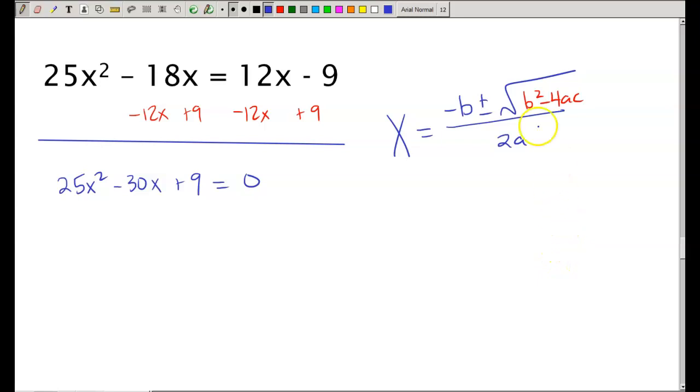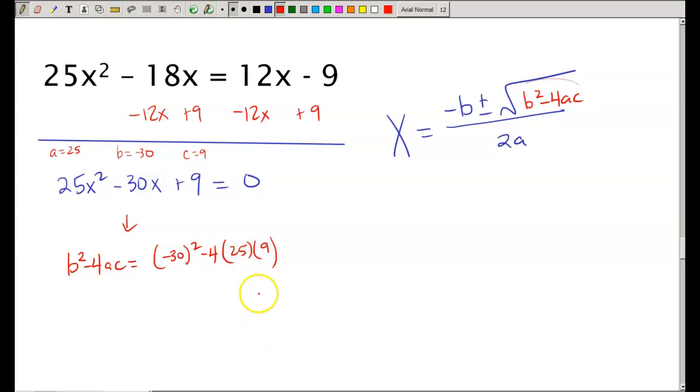The best thing to do is to figure out what this discriminant is first. So let's go ahead and calculate that out first. B squared minus 4ac. So my b value here is negative 30. My a value is 25, and my c value is 9. So if I calculate this, I get negative 30 squared minus 4 times a, which is 25, and then times c, which is 9. So this is going to give me, let's see, 900 minus 900, which is 0.